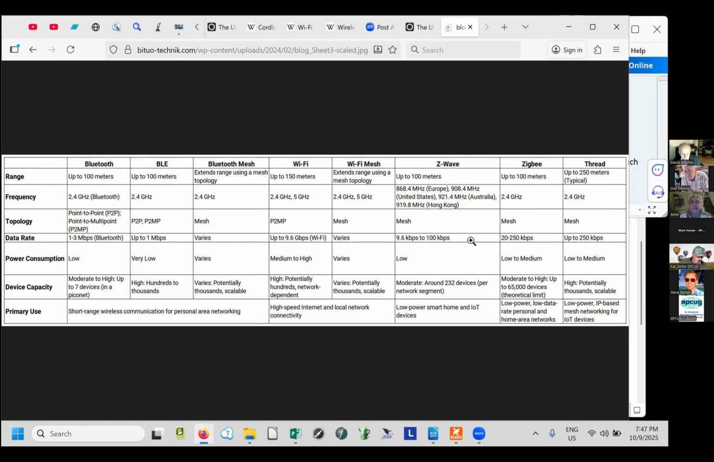It's more like... oh no, it's just 100 kilobits per second. No, it's still not. I was looking at the wrong thing. Yeah, this is gigabytes, this is kilobytes. So they don't go very fast.